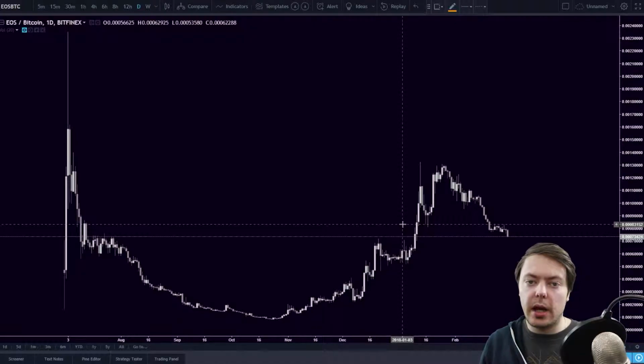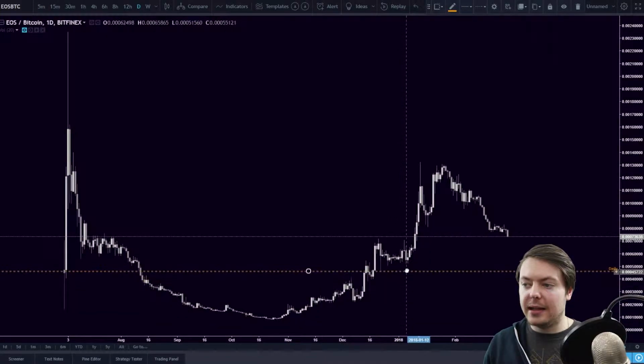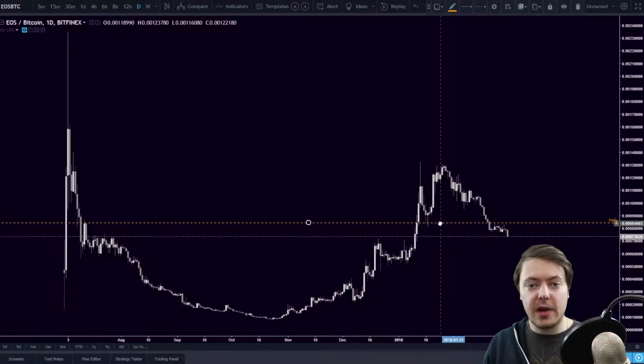And just like we did on the Litecoin chart, I'll just put a horizontal line on the chart and then start dragging it out in areas close to the current market price to find any clusterings of highs and lows.